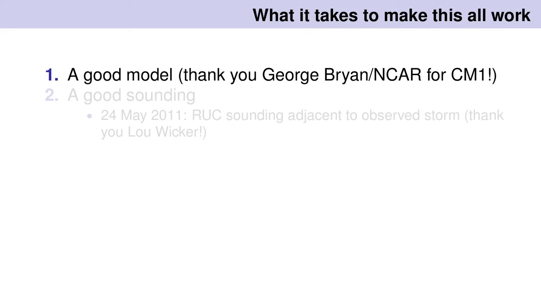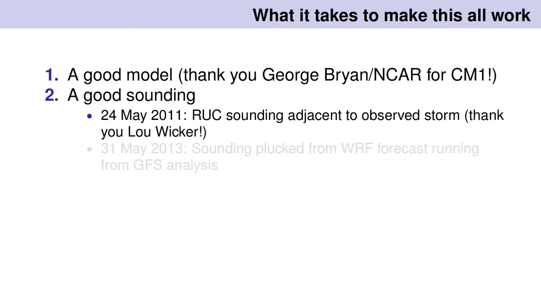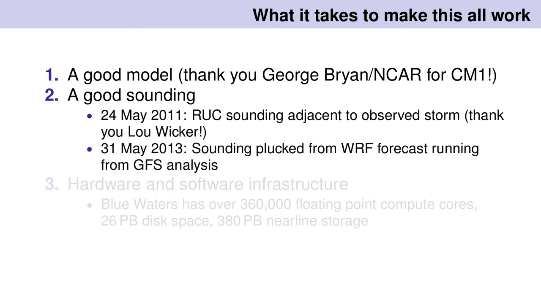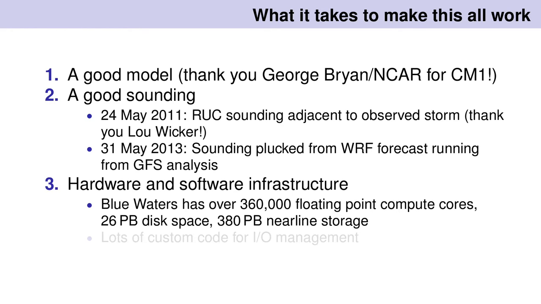You also need a really good model to make this work. Thank you to George Bryan at NCAR, who has provided CM1, which is an excellent model. It runs on supercomputers very well. You need a good set of initial conditions. In this case, we're looking at the 24 May 2011 event, which was a long-track EF5 in Oklahoma. I'm also starting to do simulation work on the 31 May 2013 storm that killed storm chaser Tim Samaras and some other folks. Very amazing storm, a 2.6 mile wide tornado, the widest ever observed.